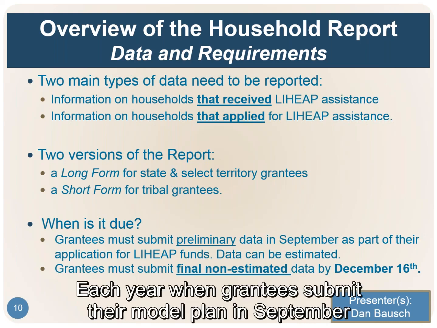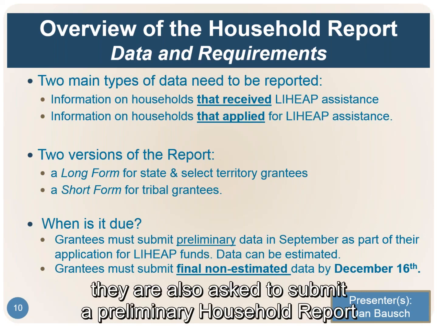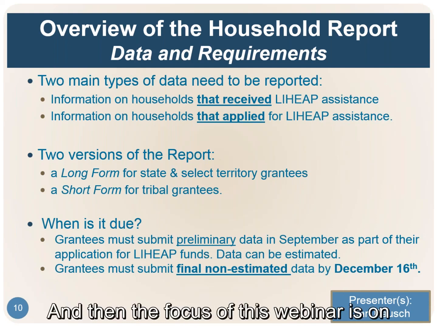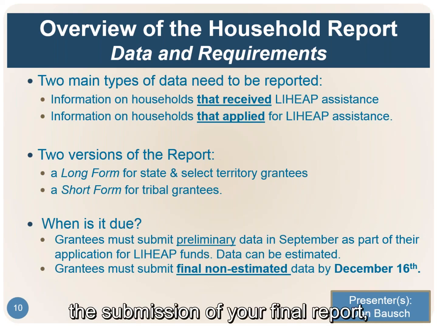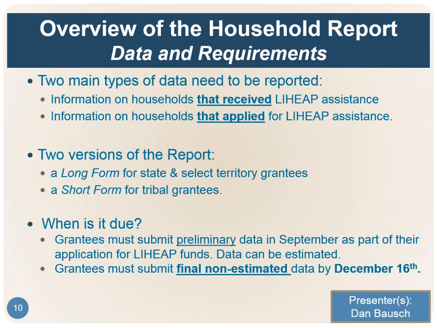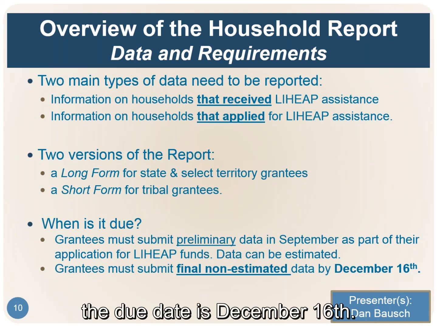Each year when grantees submit their model plan in September, as part of the application process for funding, they're also asked to submit a preliminary household report, and that can use estimated data. And then the focus of this webinar is on the submission of your final report, which has to use non-estimated data. For the fiscal year 2019 report, the due date is December 16th.